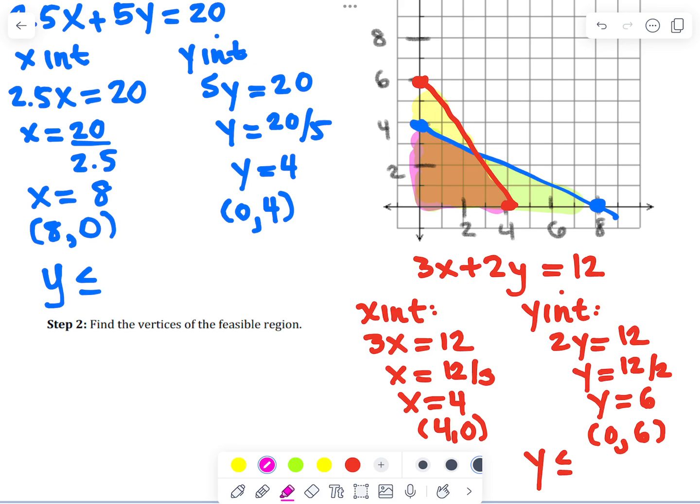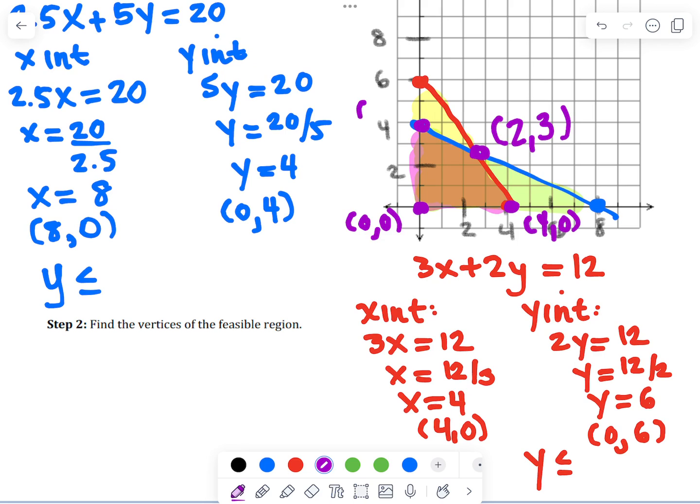And then we find our vertices next. So our vertices are 0, 0, 4, 0. They intersect those two lines at 2, 3, and then 0, 4.